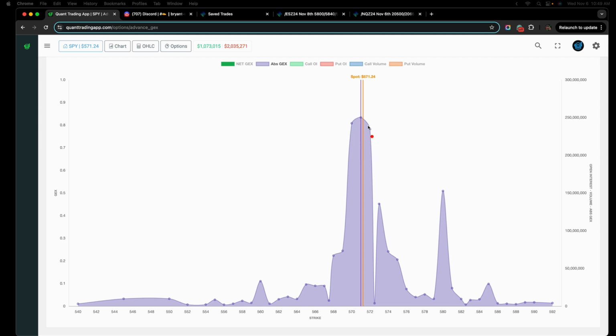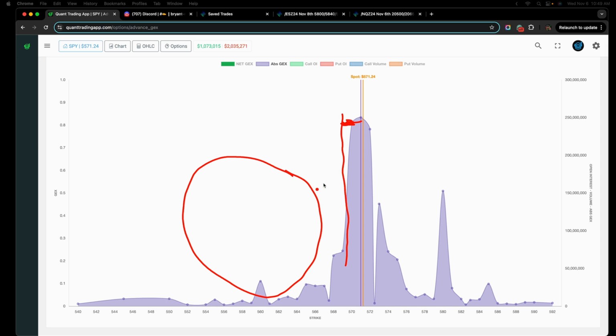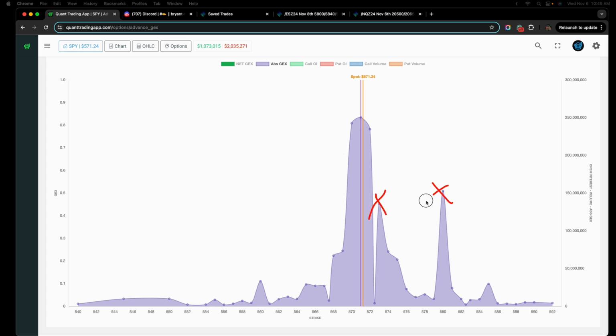and at the same time it looks like a massive magnet for price. So this is the current price of the SPY. It would take a lot more energy, a lot more selling pressure to break below this level, especially if there are no other magnets down here. It looks like the magnets are up in this direction.